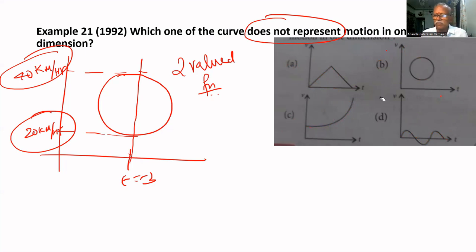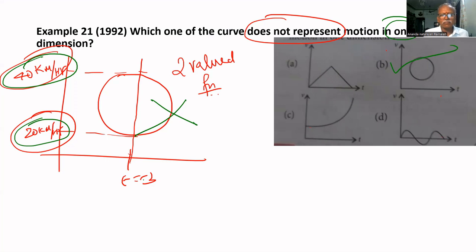Even if you look at displacement, I can be either here or somewhere else. I cannot be at both places. Like that, it's not possible for a particle to run at two speeds. That's why this does not represent motion in one dimension. So B is the answer. B is the answer. Do you understand this point? Any doubt in this sum?